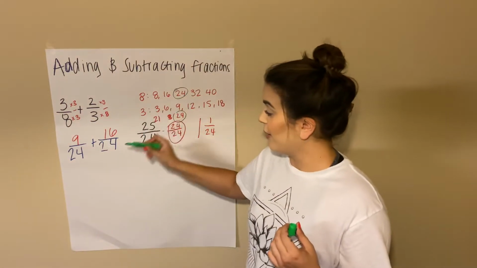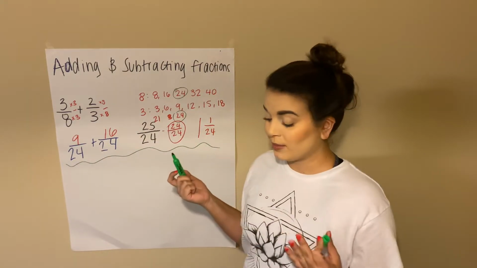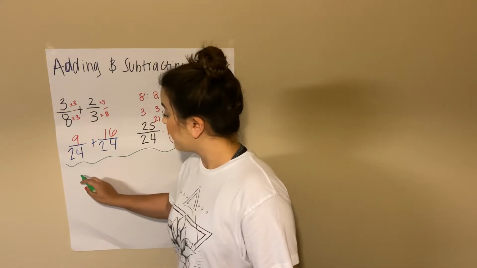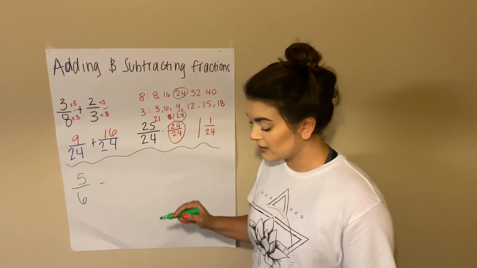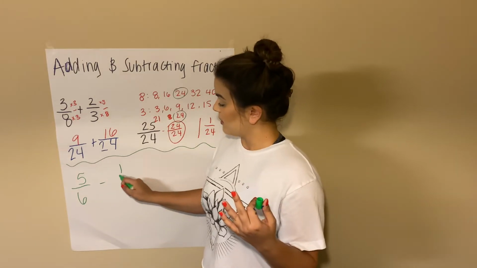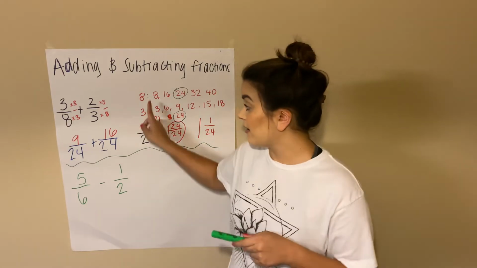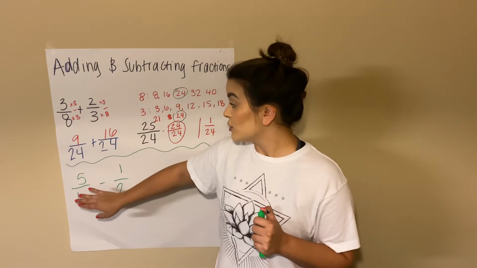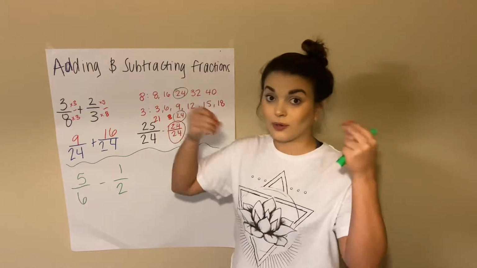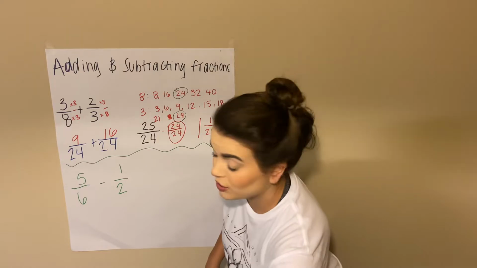So we're going to do subtraction. I'm just going to think of a number off the top of my head. I have 5 over 6 minus 1/2. Same idea. I cannot subtract fractions when they do not have the same denominators. So I can list them, or if you already know, I'm going to show you how to do it that way, you can just go ahead and do it.